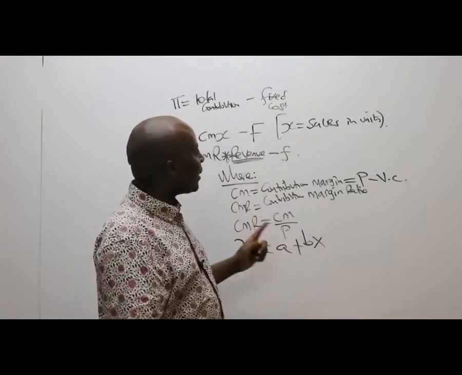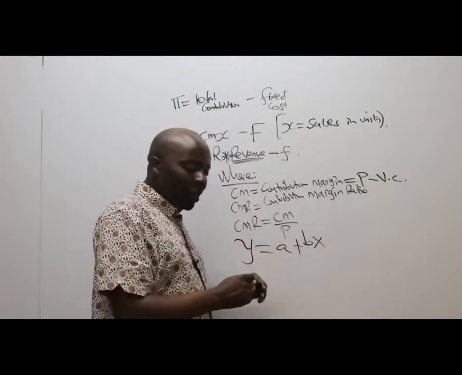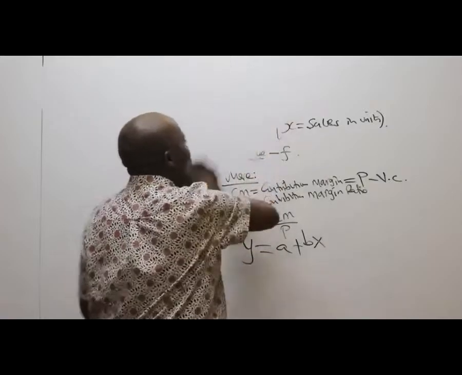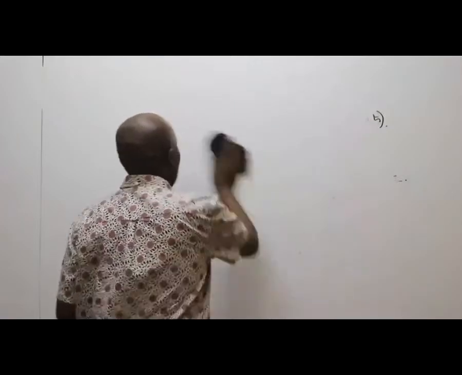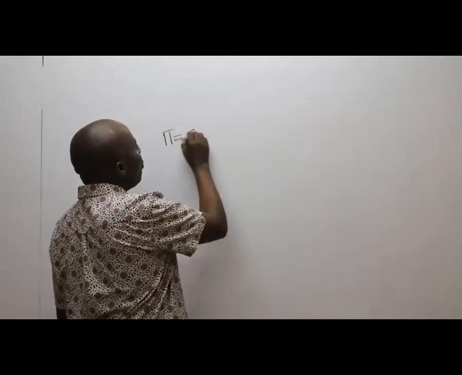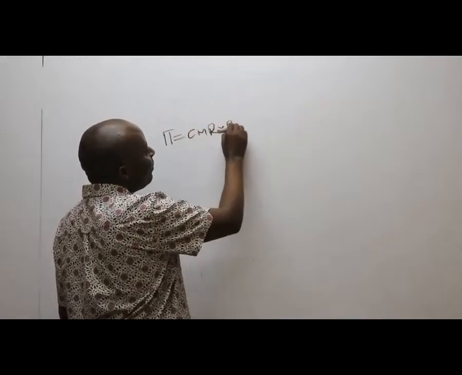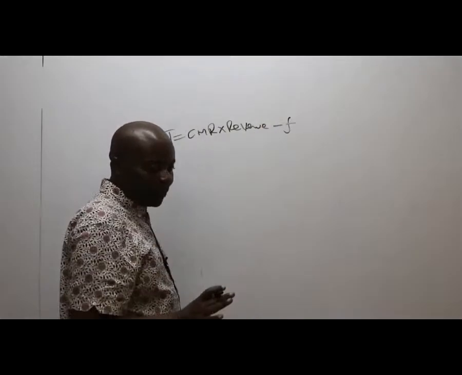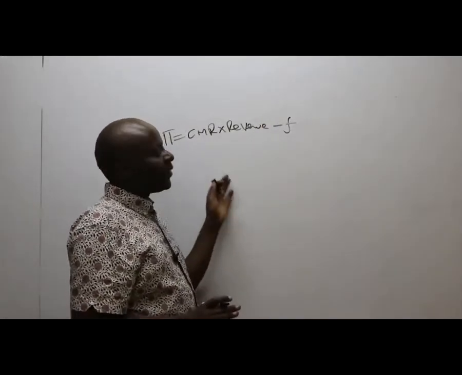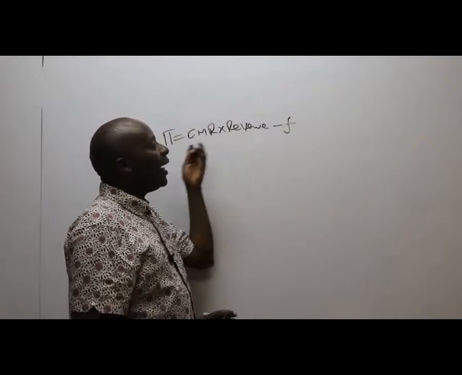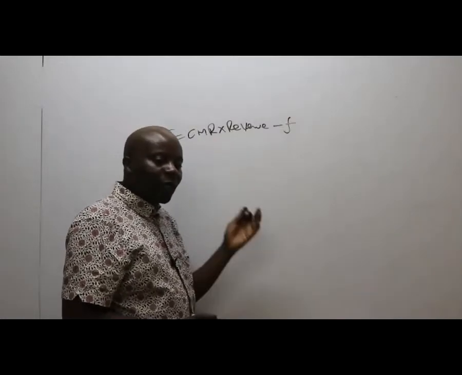So that tells us, ladies and gentlemen, that we are going to make use of this second equation, which tells us that our profit equals CMR times revenue minus fixed cost. And we are all in agreement that, even if this is a negative, this is a linear function. It's a straight line function.